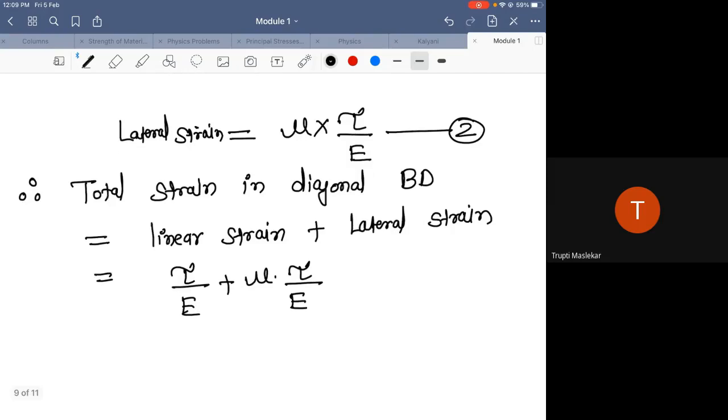So what I will do? I will take tau by E as common and then I will write 1 plus mu. I'll give this as equation number 3.